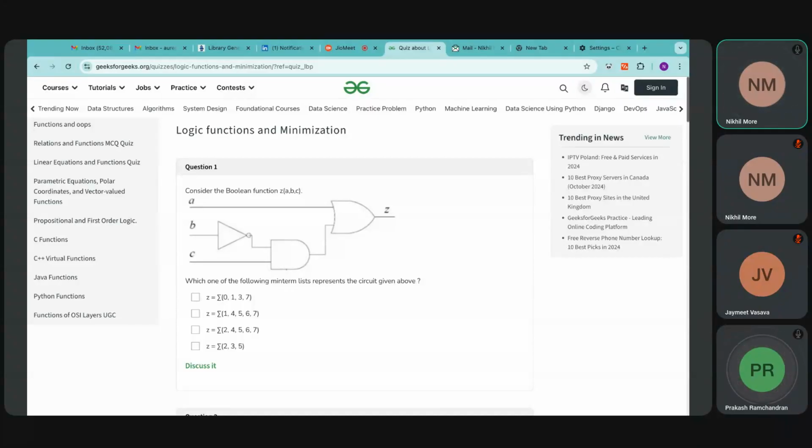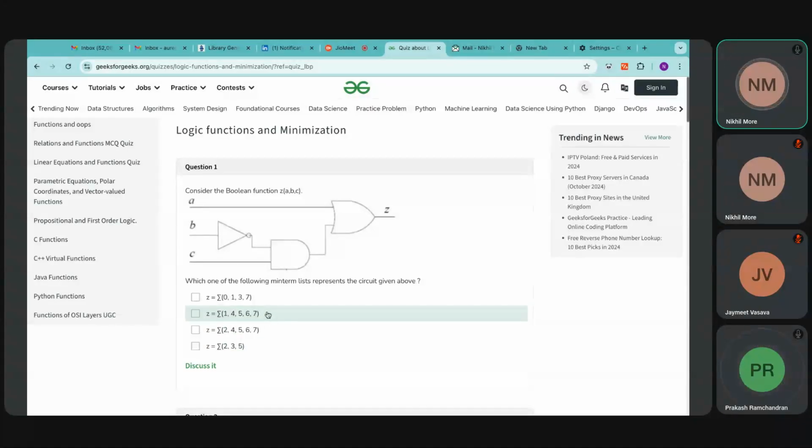So we know that whenever A is 1, the output will definitely be 1. So in what case A will be 1 is all the terms that are 4 and greater than 4. So 1 0 0, 1 0 1, 1 1 0, and 1 1 1, which correspond to 4, 5, 6, and 7.